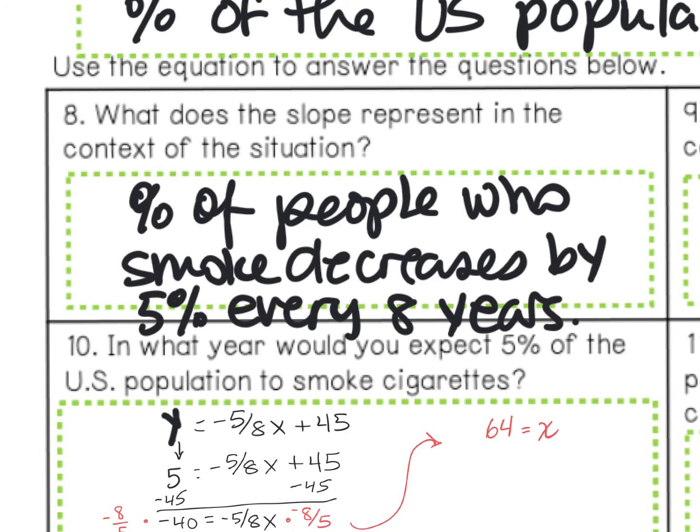Now here's the tricky part for this problem. 64 doesn't really make sense, right? Because we're trying to figure out the year. Well, remember, where x is 0, that's the year 1960. So to figure out the year when we would expect there to be only 5% of the population smoking cigarettes, we have to add 64 to 1960, because it would be 64 years after the starting point for the graph, which was 1960. When we add those together, we get the year 2024.